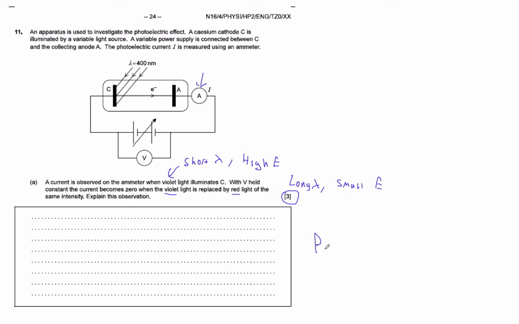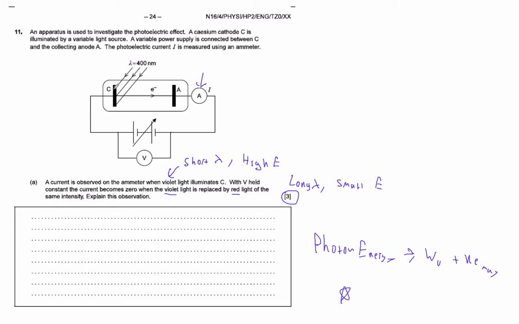Well, remember that the photon energy turns into the work function plus the maximum kinetic energy. So possibly what's happening here is that the violet light has enough energy to overcome the work function, but the red light doesn't have enough energy to overcome the work function, and so no electrons are emitted. Remember, the work function is the minimum amount of energy needed to eject an electron from the metal. Some of the energy from the photons could be lost to heat.